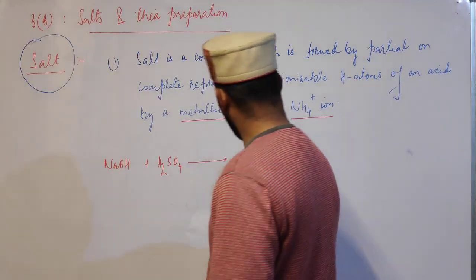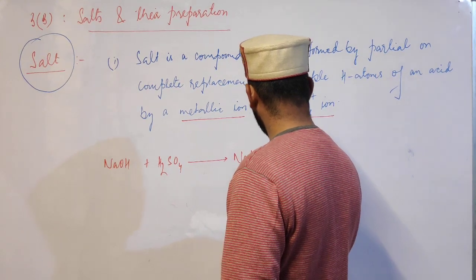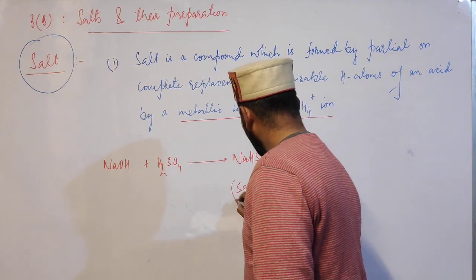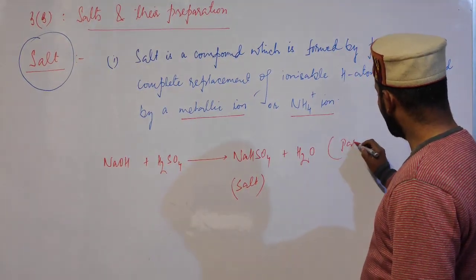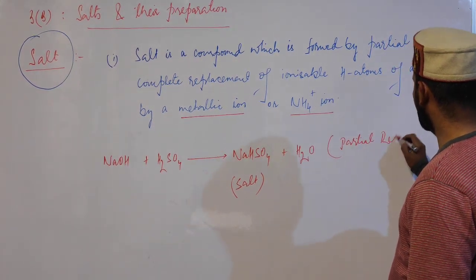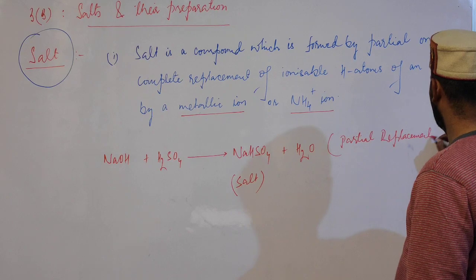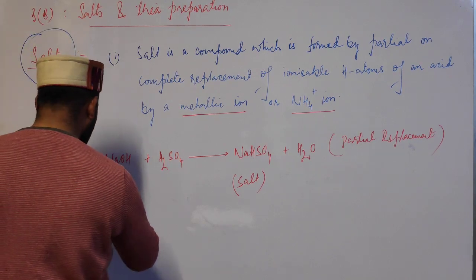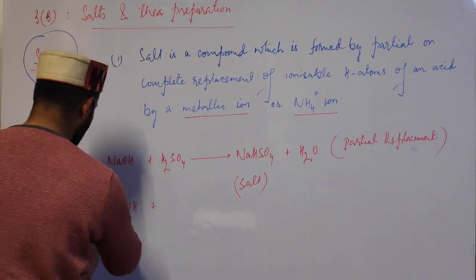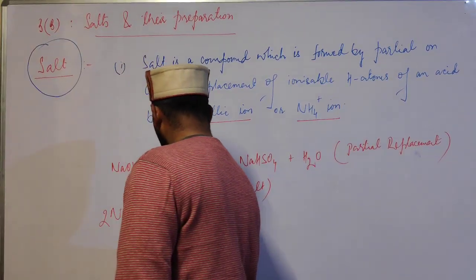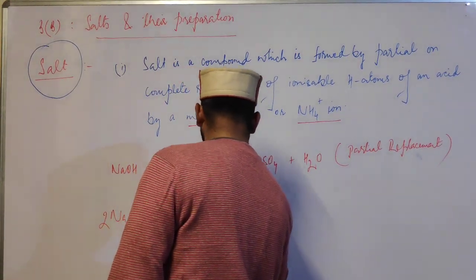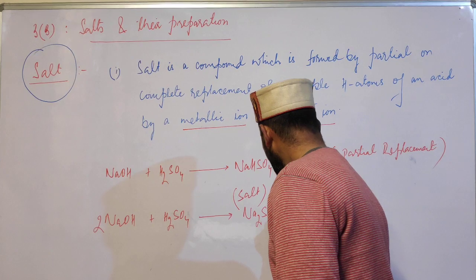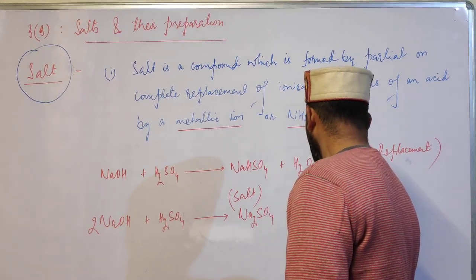Now students see, here we have sulfuric acid which has how many hydrogens which can be replaced? 2, because of basicity. But when the amount of sodium hydroxide is say insufficient, only partial displacement will take place. So out of 2 hydrogens, say only 1 is replaced by metallic ion. So students, this is a salt which is formed by what? Partial replacement. So this involves partial replacement of what? Hydrogens, because we have 2 hydrogens, but out of 2 only 1 is replaced.